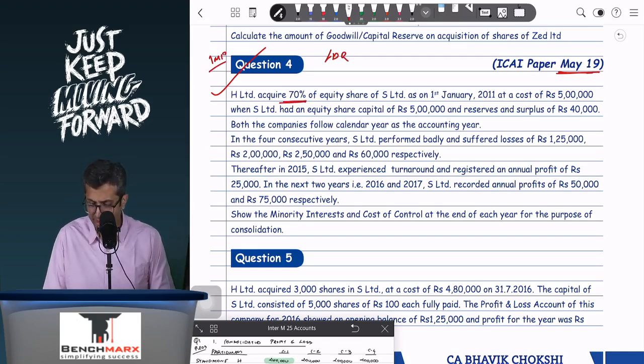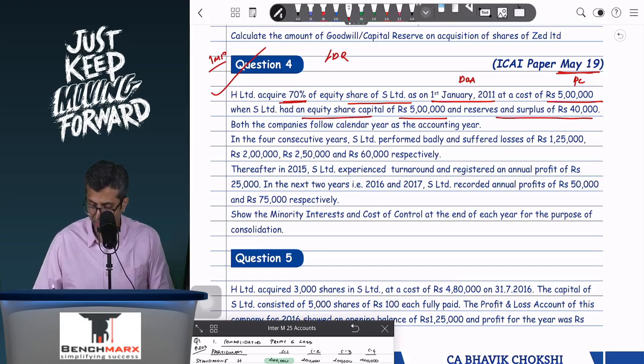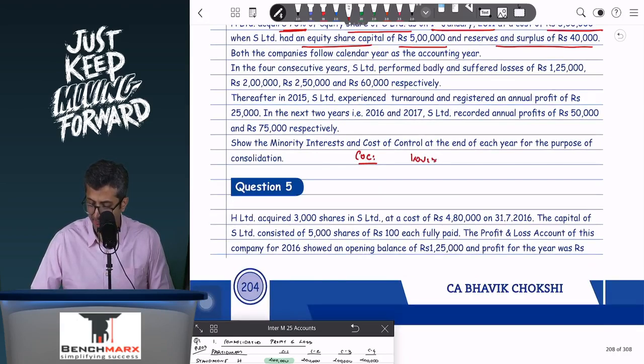H acquired 70% of the equity share capital of S on 1st of January 2011. This is your date of acquisition, at a cost of 5 lakhs. This is your purchase consideration or your investment, when S had an equity share capital of 5 lakhs and reserves and surplus of 40,000. So over here, if I had to find my cost of control, I would say that the investment is 5 lakhs or 500,000 minus your share in the net worth on 1st of January.